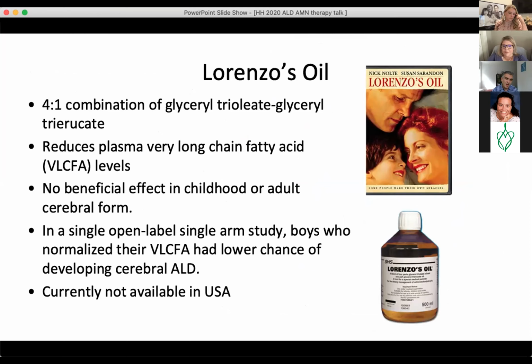The only positive study is a single open label study where there were basically no controls because everybody was on the drug or was on this oil. And within that group, if you compare the ones who were really compliant versus the ones who were not compliant and were not reducing their very long-chain fatty acids, they seem to have a lower chance of developing cerebral ALD during that time period. But it's a relatively weak finding. The FDA did not think it was strong enough to approve it. And currently it's actually not available in the US, although it is available in some other countries, and we're not giving it to our patients.